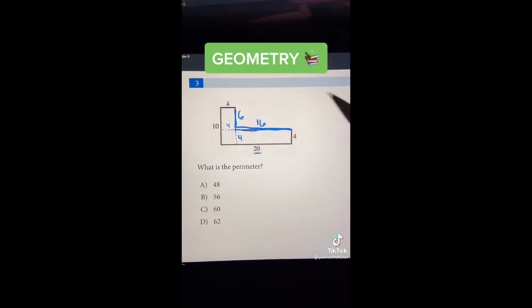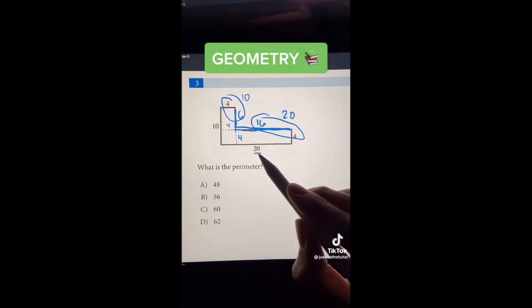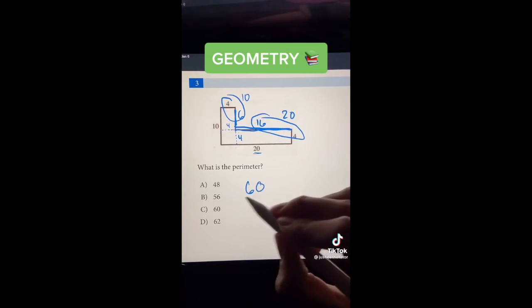So now we can just add up all the sides. So 4 plus 6, that's 10. 16 plus 4, that's 20. 10 plus 20 is 30. Plus 20 is 50. Plus 10 is 60. So the answer is C.